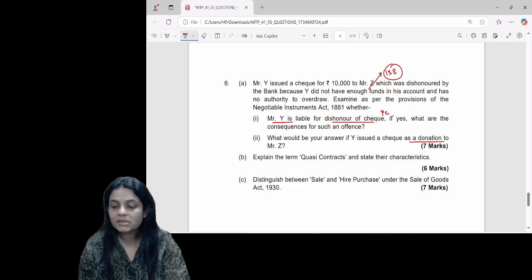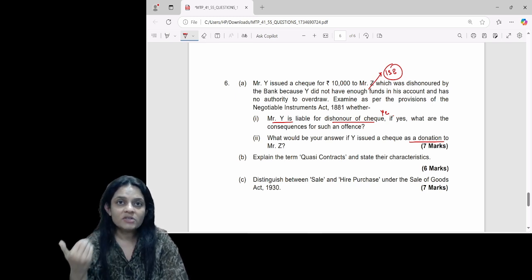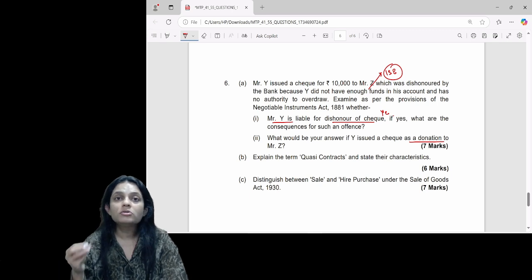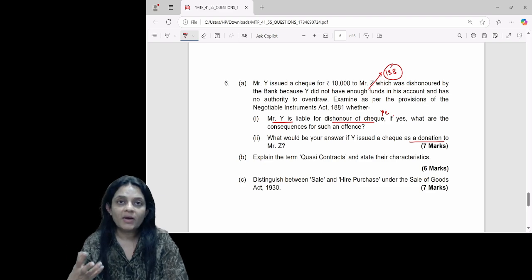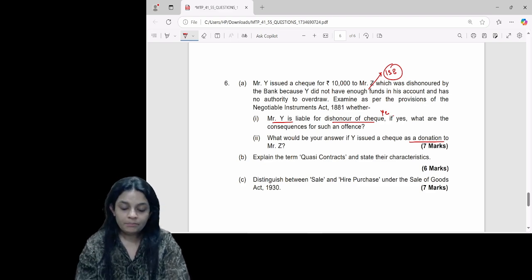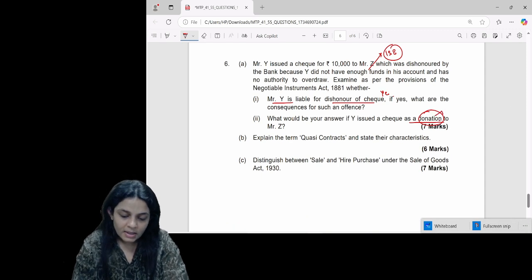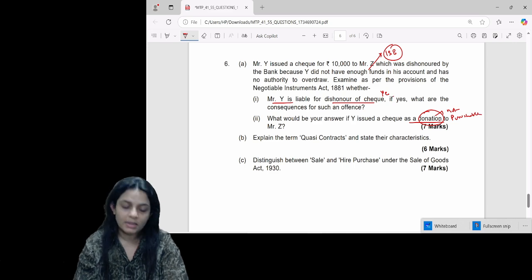Now, the liability under this section arises when it is for a legally enforceable debt and the check is presented within the time. Once the banker gives a notice to the holder that the check has been dishonored, he should within 30 days give a notice to the drawer that the check has been dishonored. Within 15 days, if the drawer pays, fine. If the drawer does not pay, then he will file a case. If the check was given as a donation, it was not for a lawful debt, and in that case the drawer shall not be punishable under Section 138.